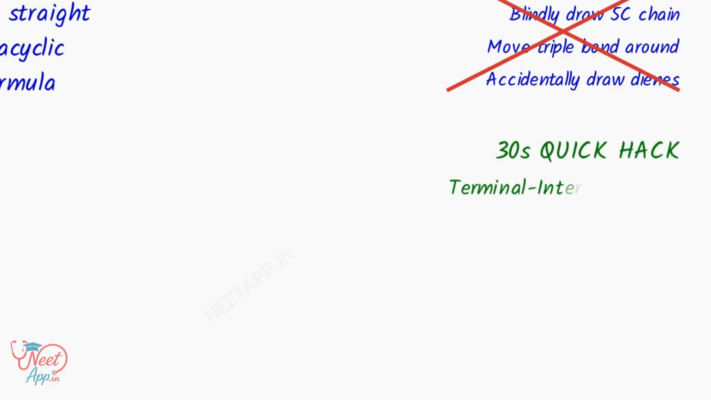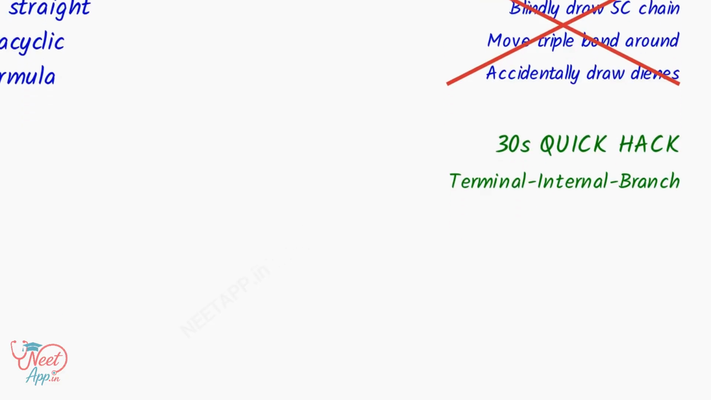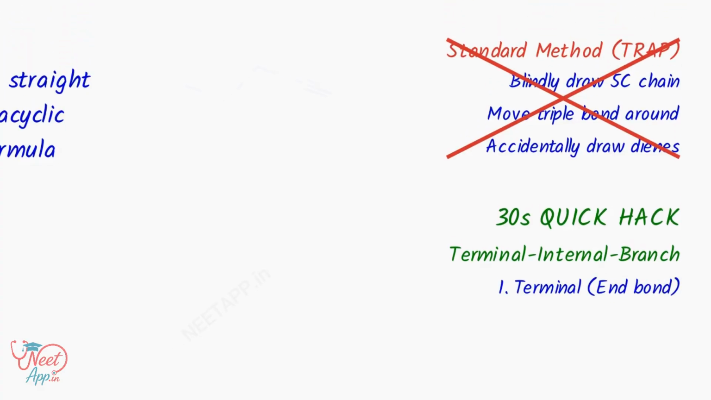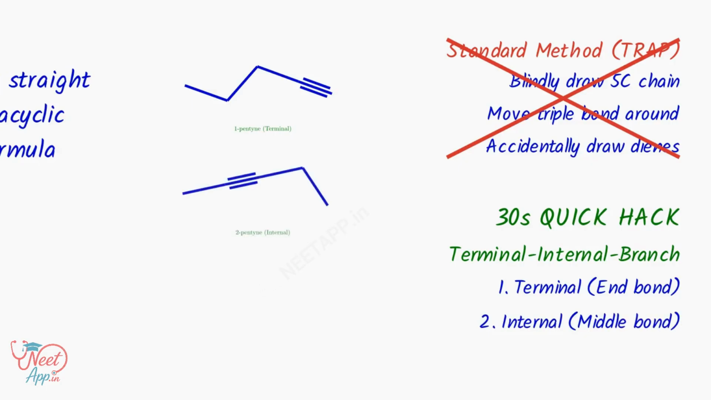Here is the 30-second shortcut, the terminal internal branch method. Keep it strictly systematic so you never guess. First, draw the straight chain terminal alkyne. Second, shift the bond for the internal alkyne. Third, reduce the parent chain by 1 carbon and add a methyl branch.